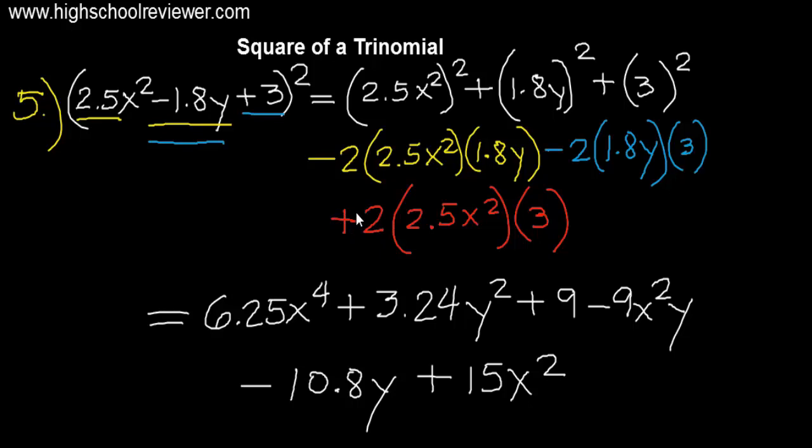And we have our final answer, 6.25x raised to the fourth plus 3.24y squared plus 9 minus 9x squared y minus 10.8y plus 15x squared.